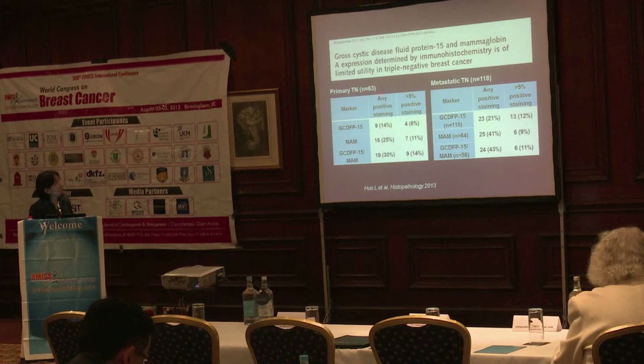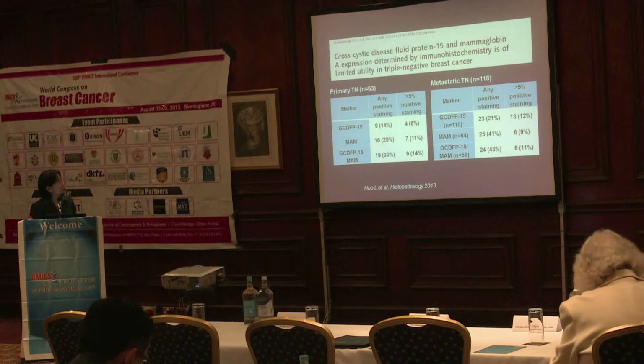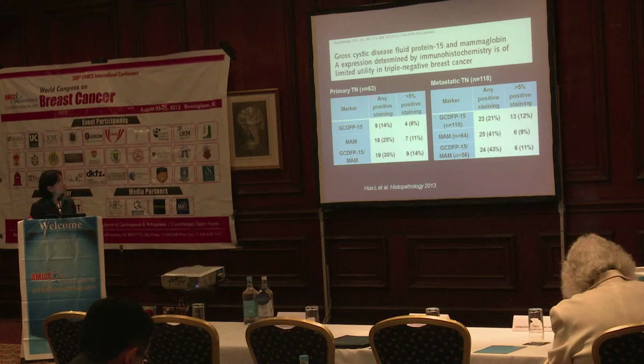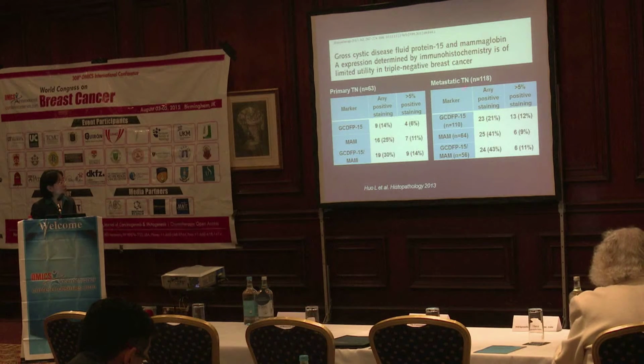In about 2012, we conducted a study to look at the expression of GCDFP-15 and mammaglobin in triple-negative breast cancer, and this was before the availability of GATA3. We included 63 primary triple-negative breast cancers and 118 metastatic triple-negative breast cancers. These were clinically established metastatic triple-negative breast cancers with or without the support of immunohistochemistry.